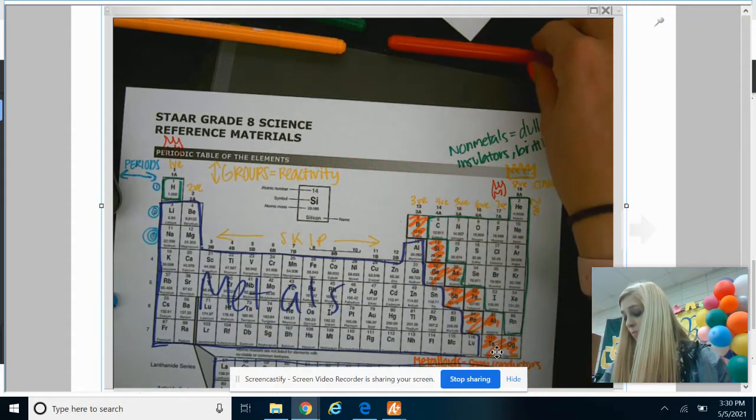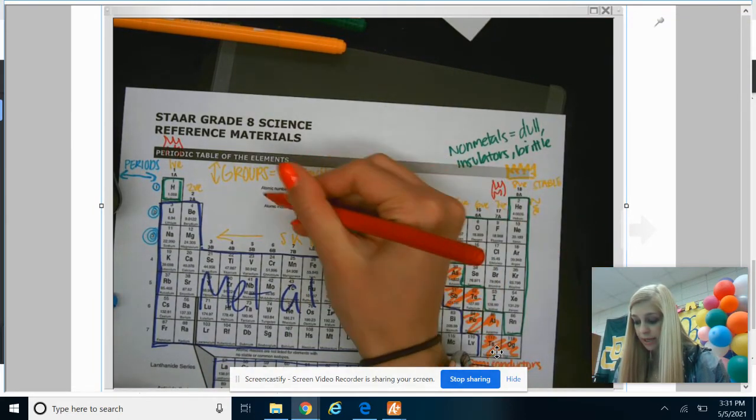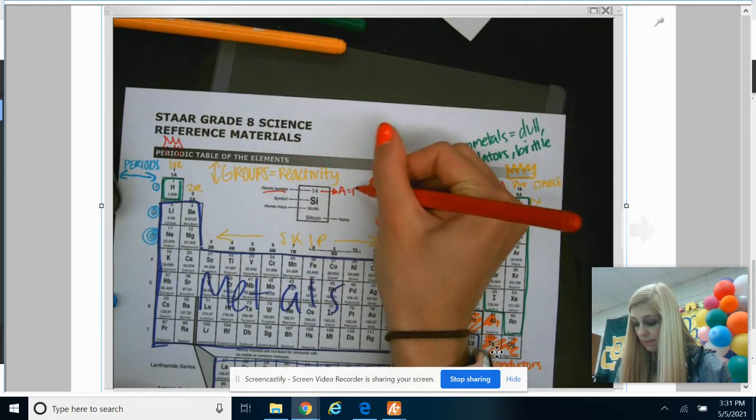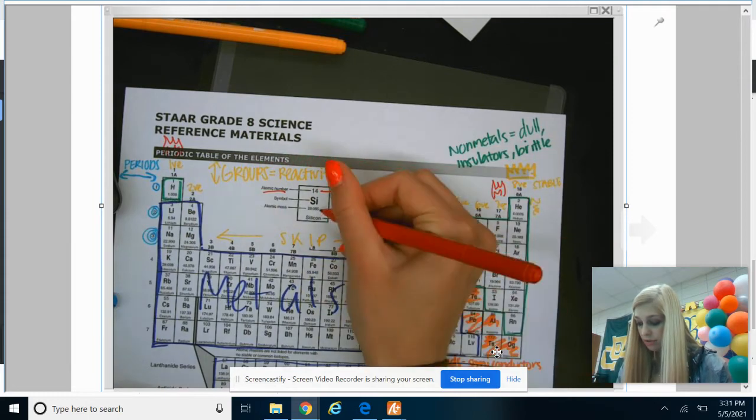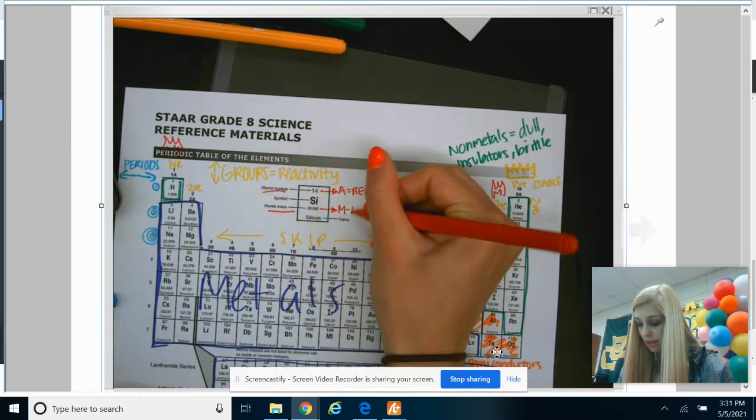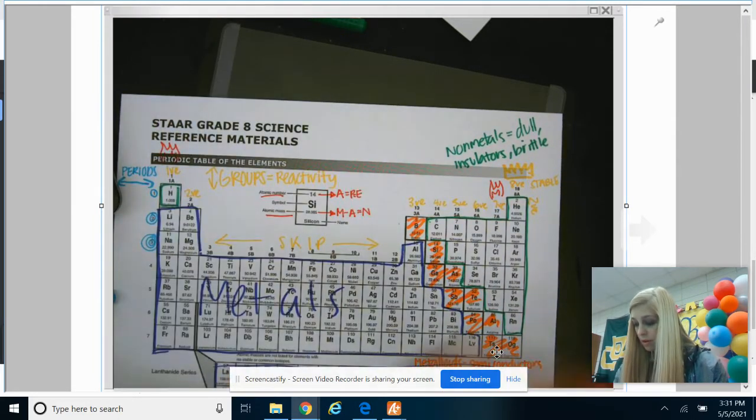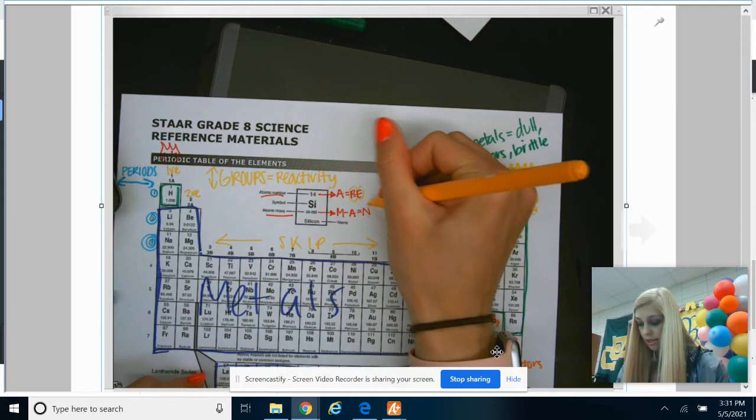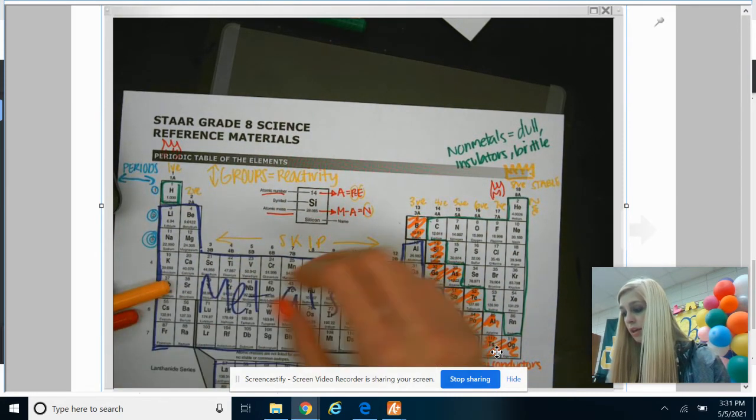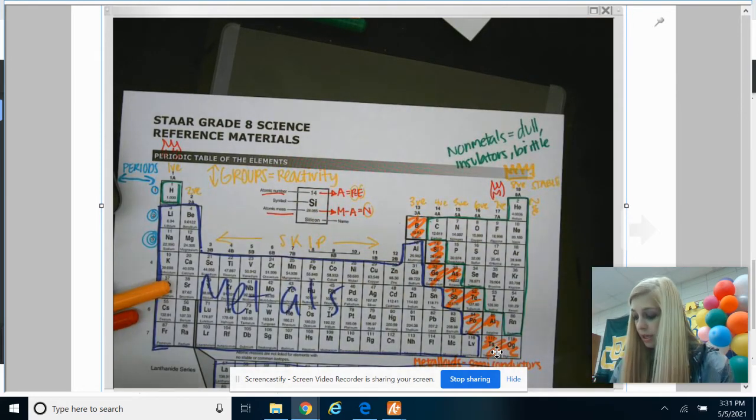And we need to add a couple other things. We need to add that you use the atomic number for ape, and you use the atomic mass for man. That is to find the number of protons, neutrons, and electrons. There is one other thing that we need to include on here, and that is our P&E chart.